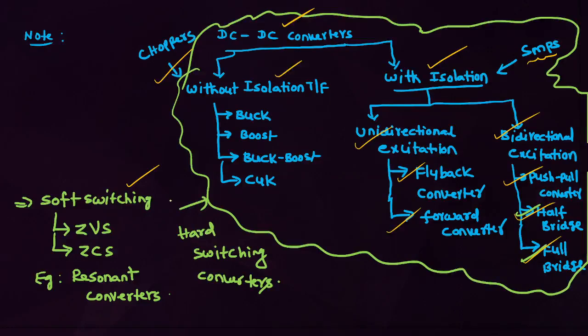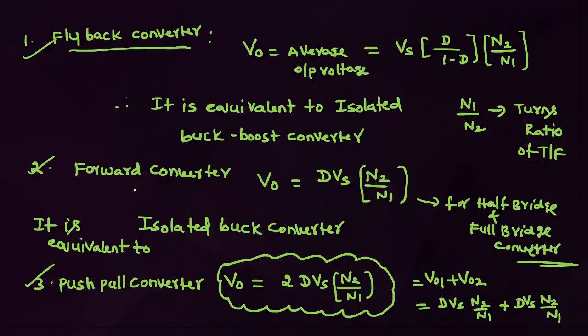There are soft switching converters. Soft switching converters example is resonant converters. All these others are hard switching converters. Only the resonant converters are soft switching converters. ZVS switching, ZCS switching, that you have to concentrate on. These formulas mainly you have to concentrate on.